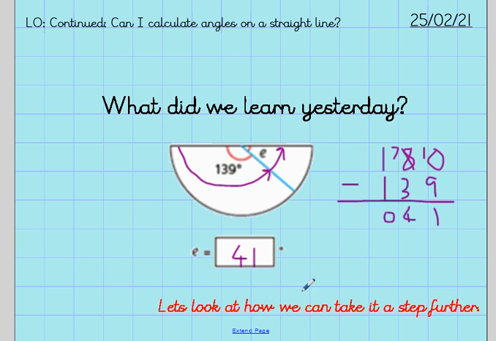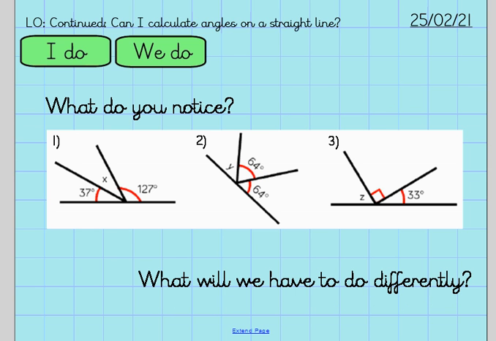So, let's see if we can take that a step further today. So a couple of additional steps for you to look at. So what's the difference here between these ones? What do we notice? And what are you going to have to do differently? Okay, so we're going to look at one together and then you're going to have a go at these as part of the activity later.